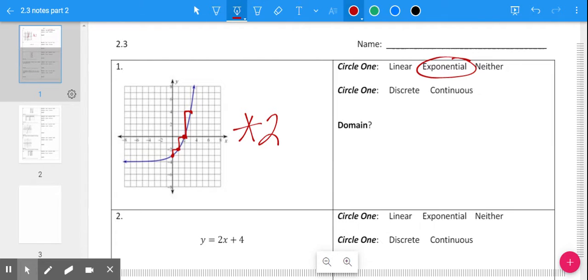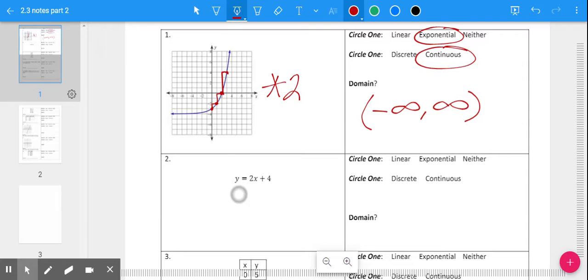Also, on our graph, because the points are connected, it is continuous. And the domain of this function goes forever to the left, where all the negative numbers are, and forever to the right, where all the positive numbers are. We use parentheses because you cannot reach infinity or negative infinity.